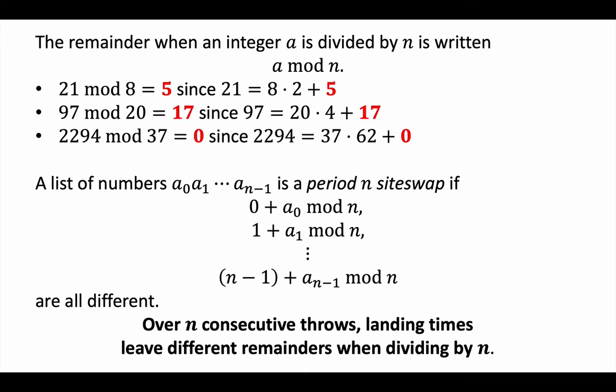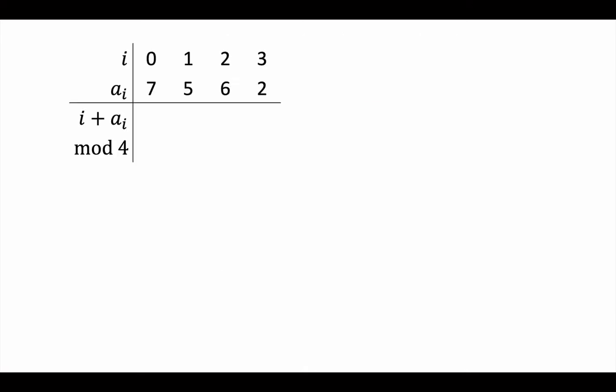Let's try this method with some of the ones that we're familiar with. 7, 5, 6, 2. Those are 4 throws. We're going to look at the first 4 beats, 0, 1, 2, and 3. When I add 0 and 7, 1 and 5, 2 and 6, and 3 and 2, we get 7, 6, 8, and 5. When we divide each of those by 4, we get remainders of 3, 2, 0, and 1. We're dividing by 4 because there are 4 numbers in our list.